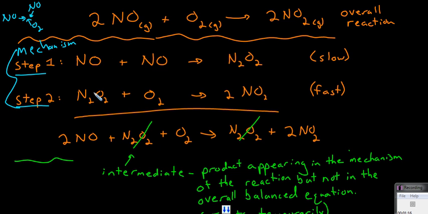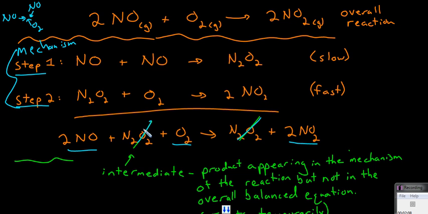And then this dinitrogen dioxide, which is quite unstable, further reacts with an oxygen molecule to give two nitrogen dioxides. If you add up these two steps, then you get the following. Now, if you cross out things that are on both the reactants and products sides in equal amounts, then you'll see that the overall reaction is the one provided up top. And so this overall reaction occurs through these two steps.